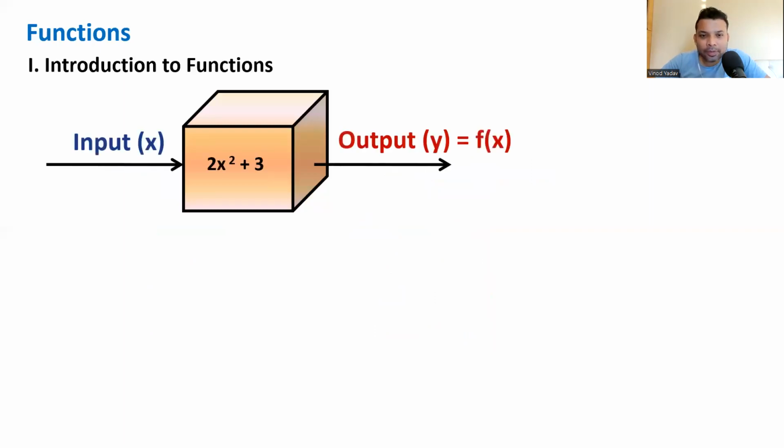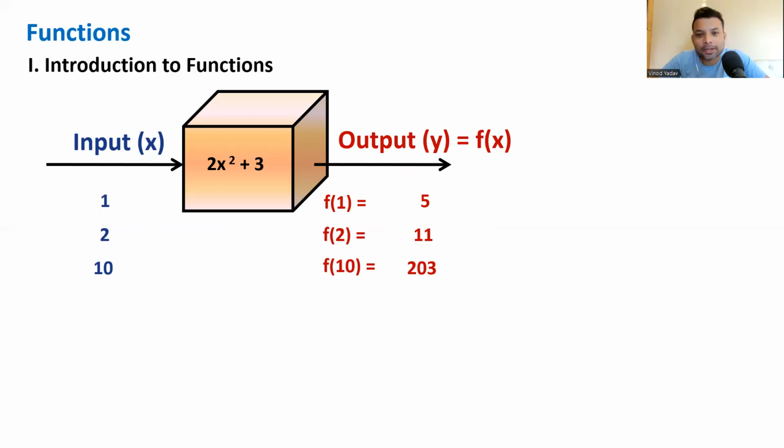Same. Input 1, output will be f of 1. And what is the value of f of 1? 2 into 1 square plus 3, that is 5, right? Input 2, output similarly will be 11. Input 10, output will be 203. 10 square is 100, into 2 plus 3. So what is the instruction to the machine? Whatever is inside, square it, double it, and then add 3, and that will be the output shown. Kind of programming in the background.